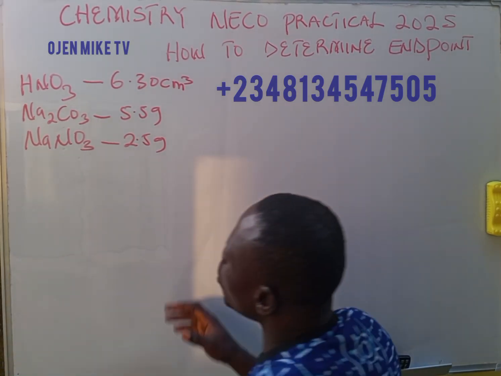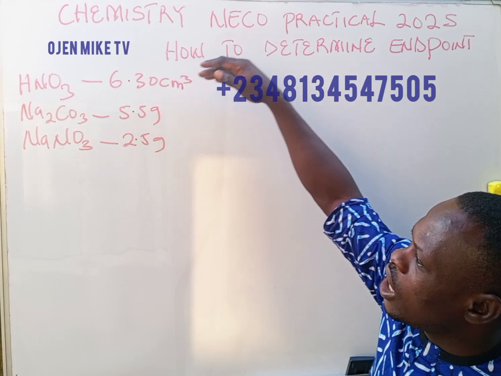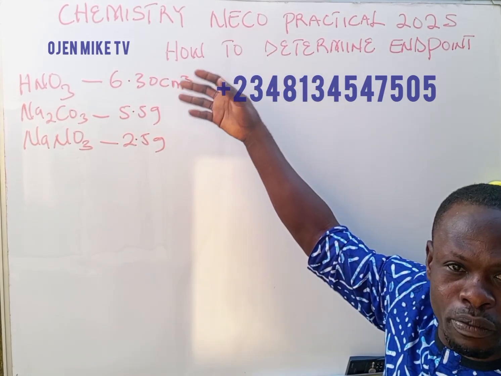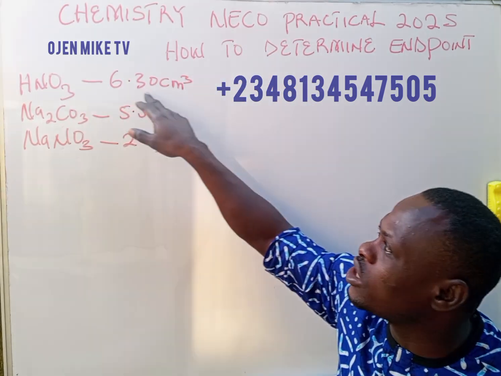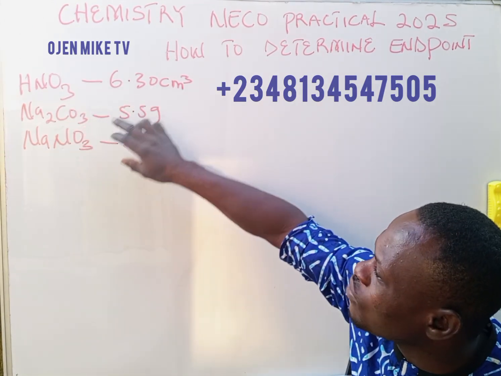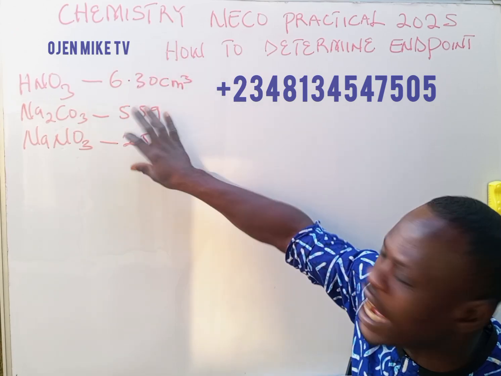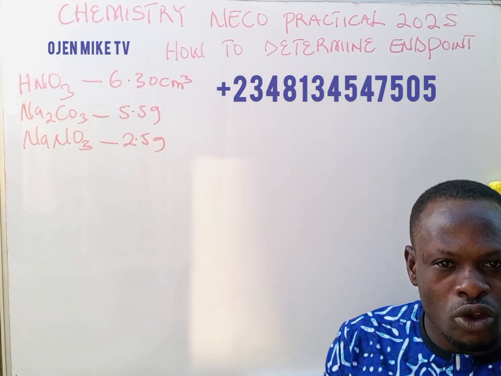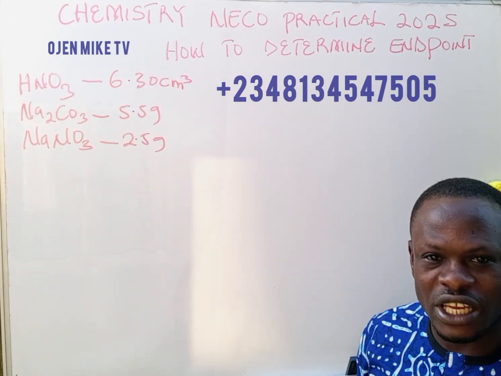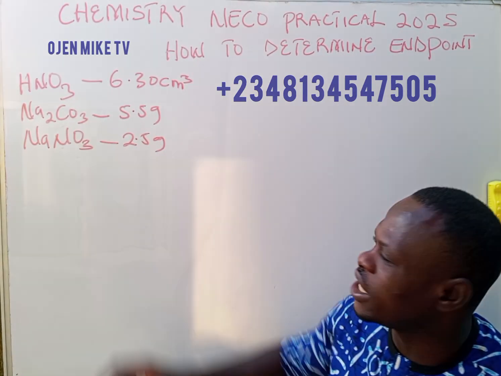Now, this is what NECO has given you, that you should dissolve into 1000 cm cubed. Of course, before you prepare it, this is a concentrated one. 6.3 is a concentrated trioxonitrate(V) acid, and you have to dilute it. Then after you dissolve it, you use it and titrate, and then you get your volume of acid.